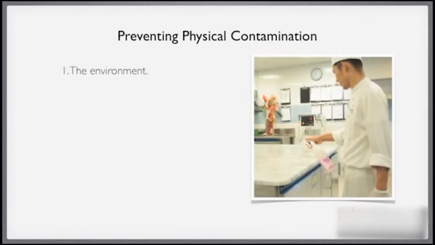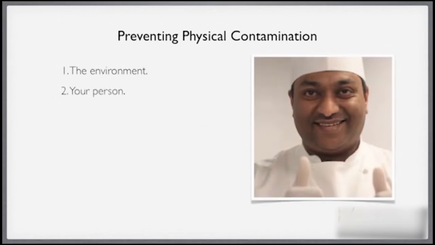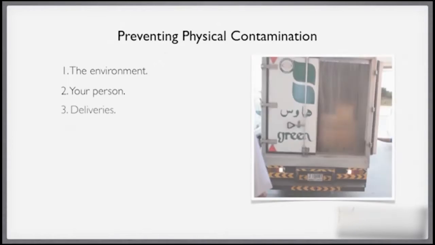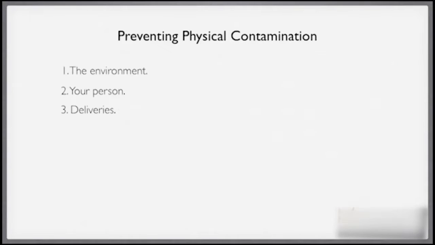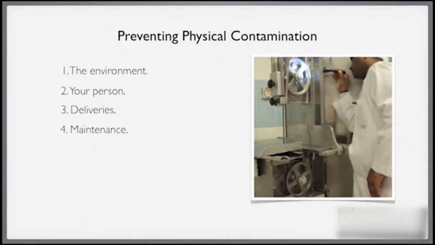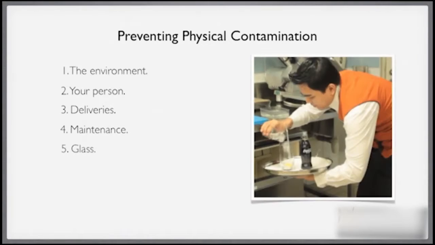The first way to prevent physical contamination was the environment in which food is stored. It must be clean and hygienic. The second point, your personal hygiene must be perfect. The third point, deliveries and the procedures of deliveries must be hygienic at all times. The fourth point, the maintenance of buildings and equipment must be hygienic and professional. Point 5, glass must be kept away from food preparation areas.